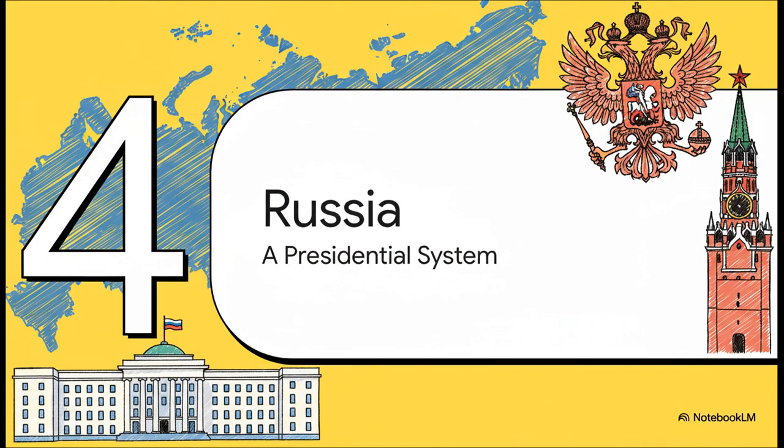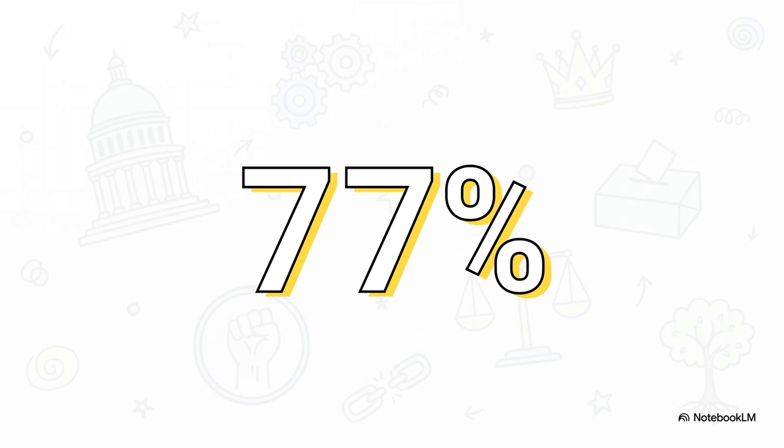All right, let's switch gears completely and look at a presidential system for our next example. We're heading to Russia, which, at least on paper, is structured very differently from what we just saw in the UK and Germany. To get a feel for how Russia's presidential system works in practice, just look at this number, 77%. That was the reported share of the vote won by the incumbent in the 2018 election. A figure like that really tells you a lot about the political landscape.